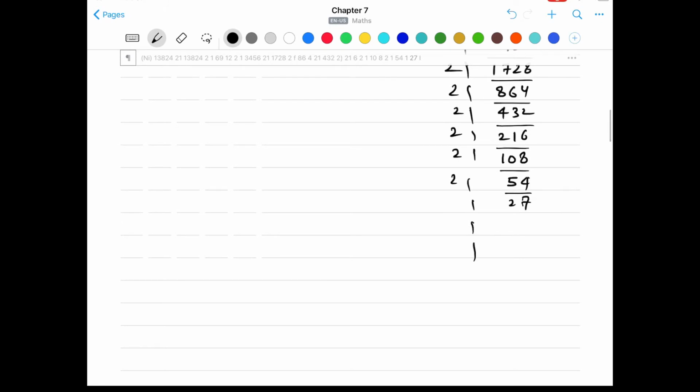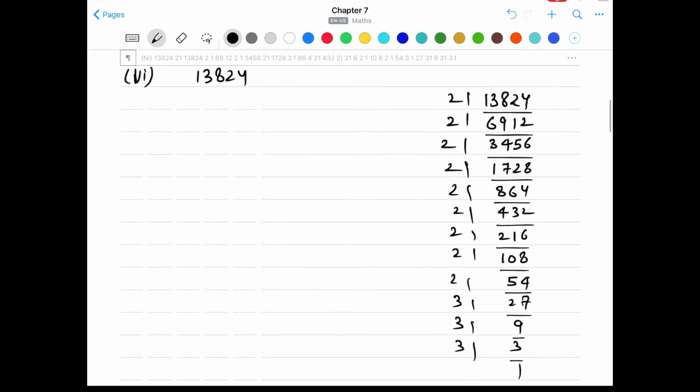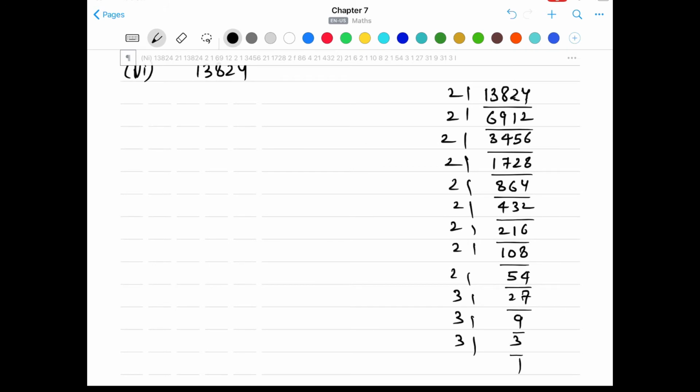Now this 27 is not divisible by 2, so we'll divide this by 3. We'll get 9 here, again divided by 3 we'll get 3, and one more time divided by 3 we'll get 1. So these are the prime factors of this given number. So let's write the prime factors of 13824.